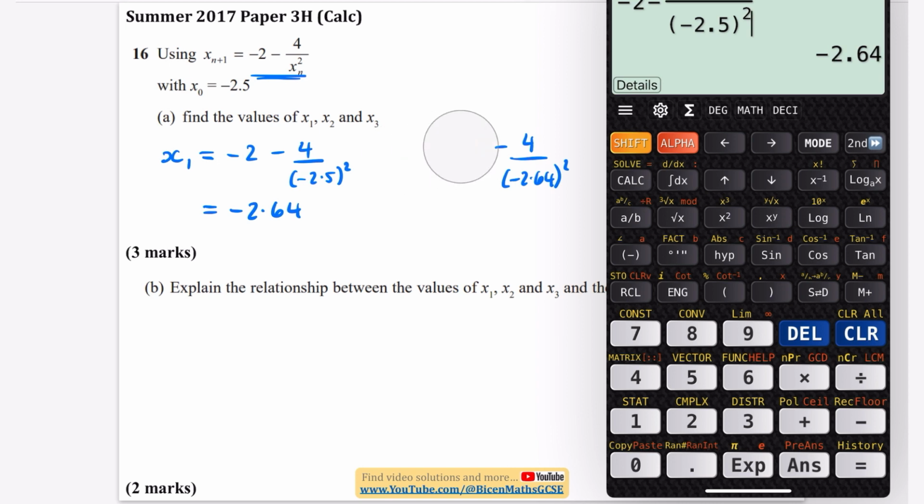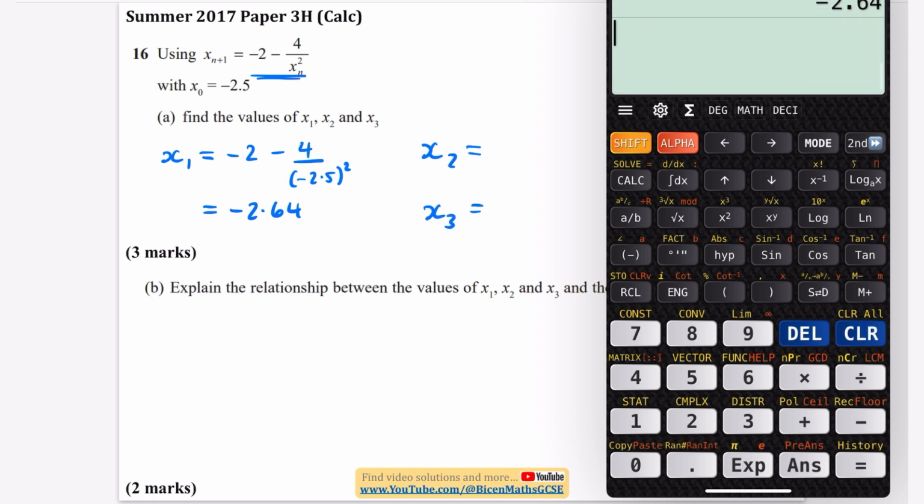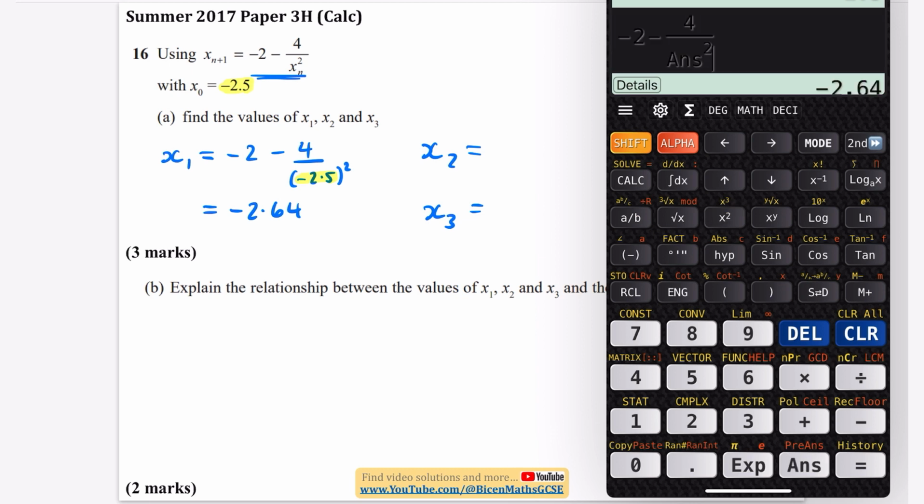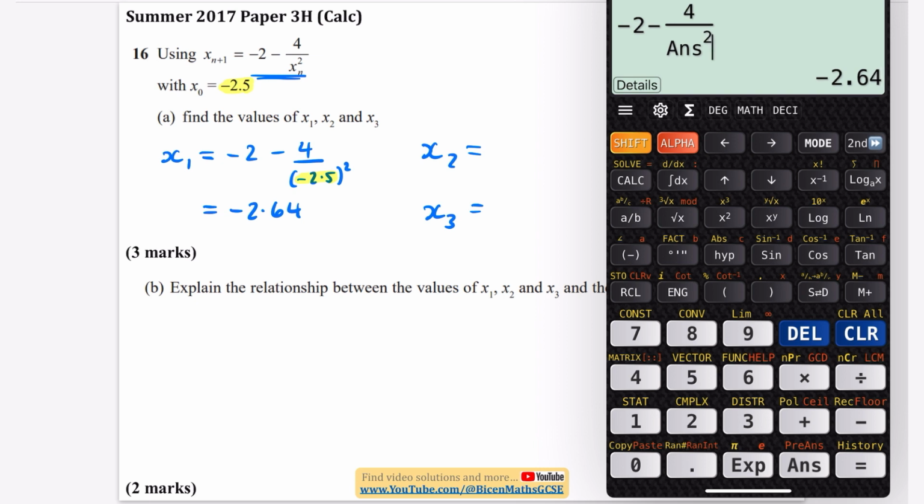But I'm going to show you a quicker way to do the whole of this. So I'm going to very quickly come up with what x2 and x3 are. The way we're going to start this is I'm going to clear the calculator for a second. I'm going to store minus 2.5 as my answer, so I'm going to write in minus 2.5 and press equals so it's stored in the calculator. I'm then going to type this whole formula, but when I see x, I'm going to press the answer button. So I'm going to type in minus 2 subtract 4 over the answer squared. We don't need the brackets that time, and you'll see how immediately it comes up with the answer minus 2.64.